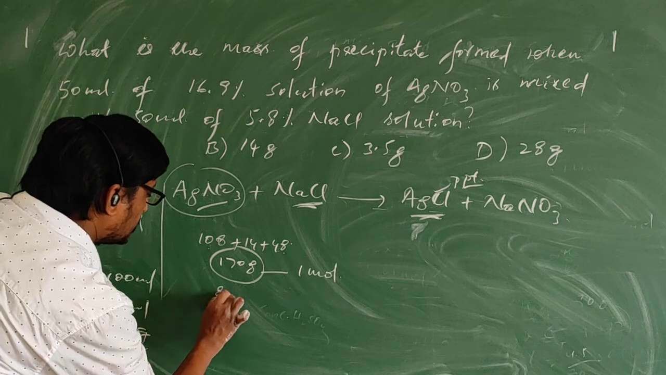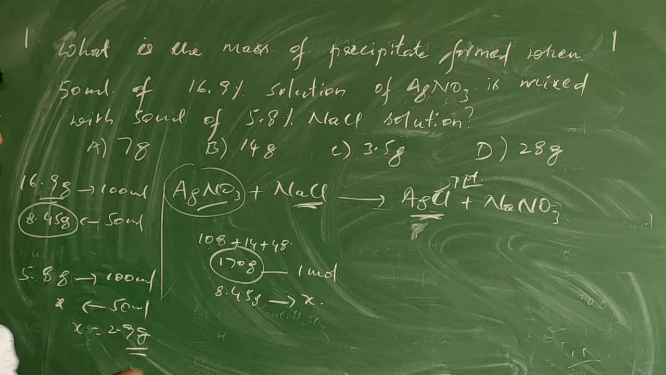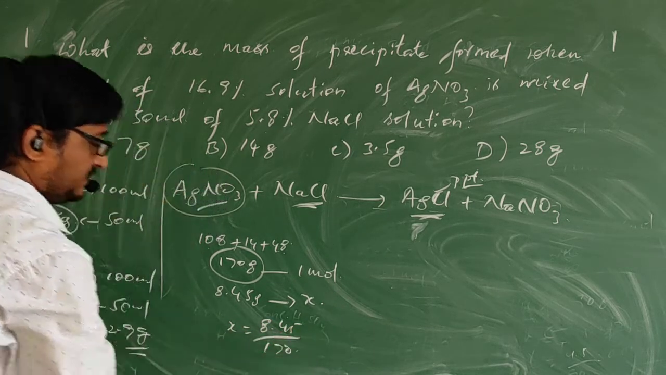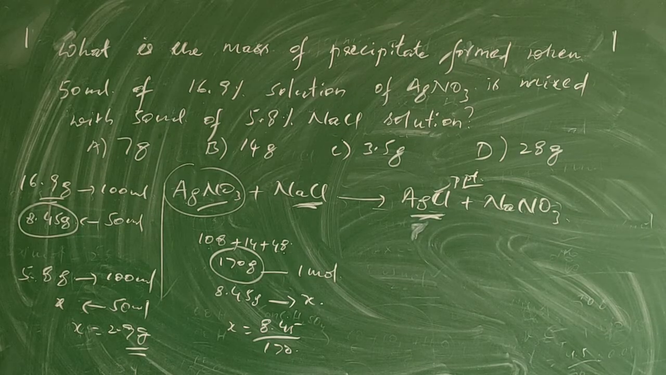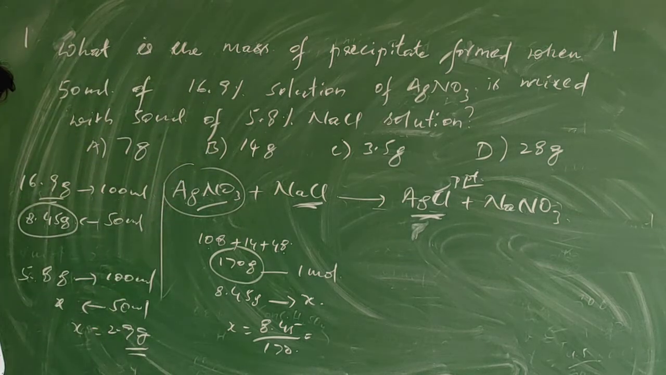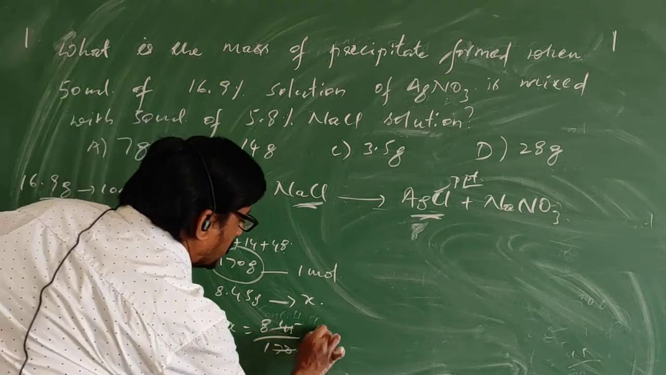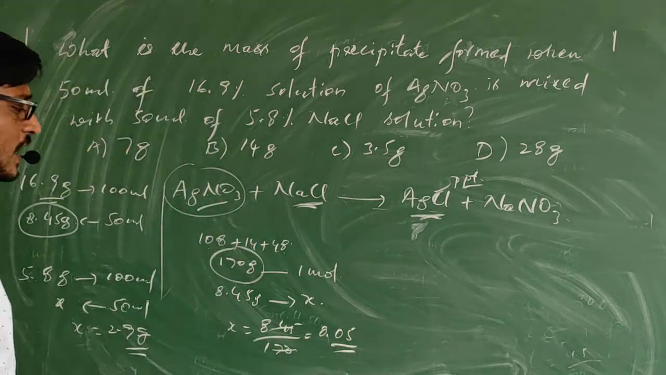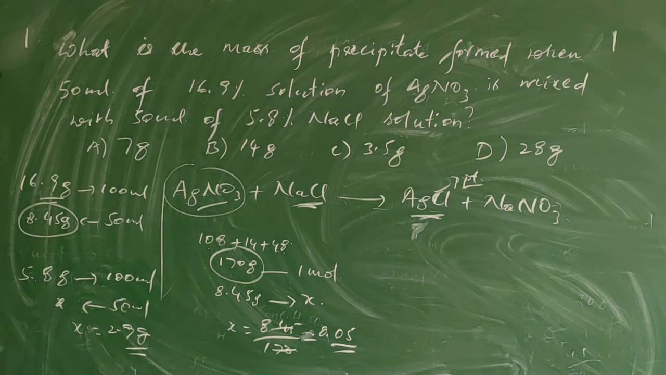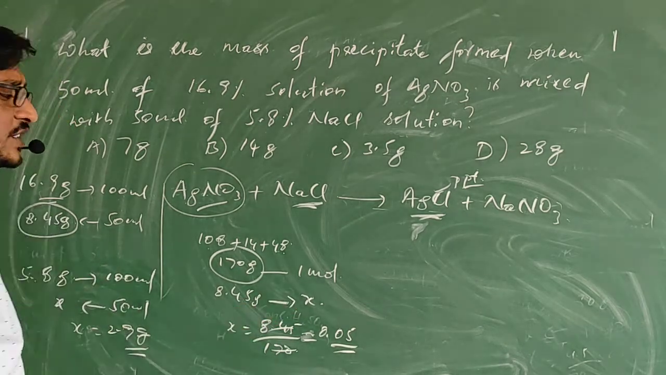Then 8.45 grams will represent how many moles? Let us take it as X. So X will be equal to 8.45 by 170, which is approximately 0.05. It will come around 0.049. I am taking it as 0.05.